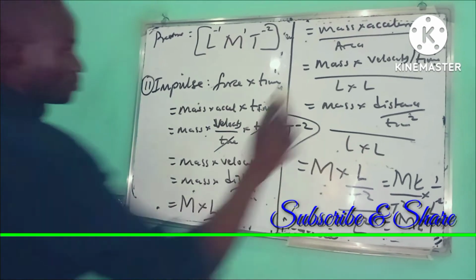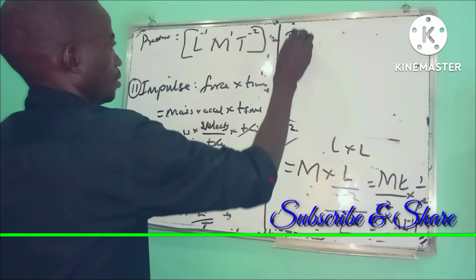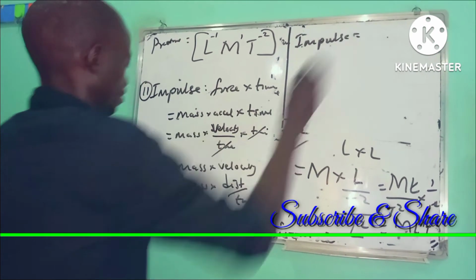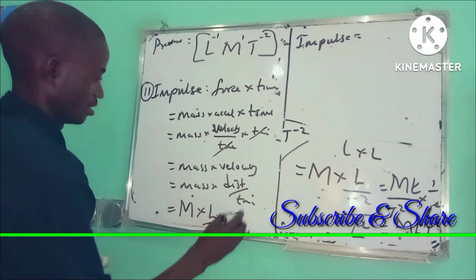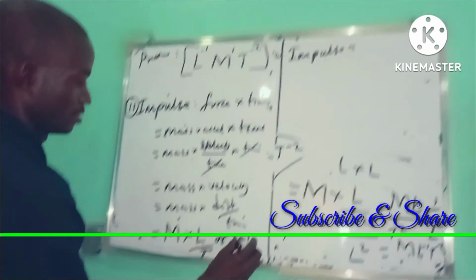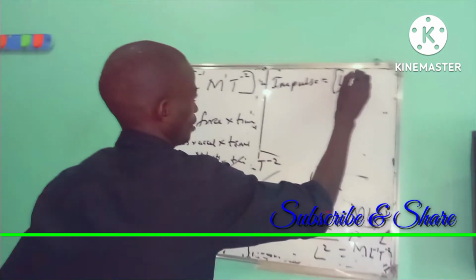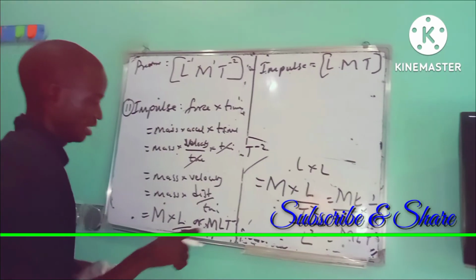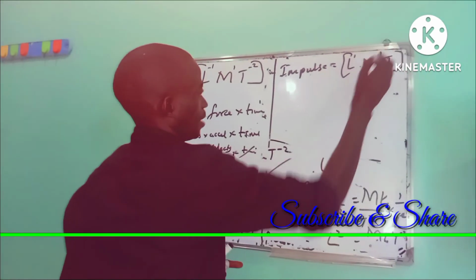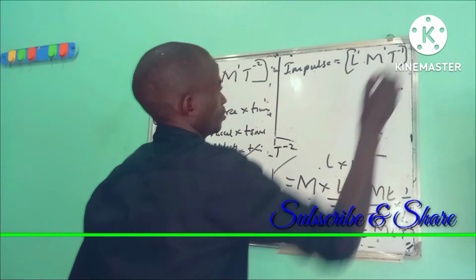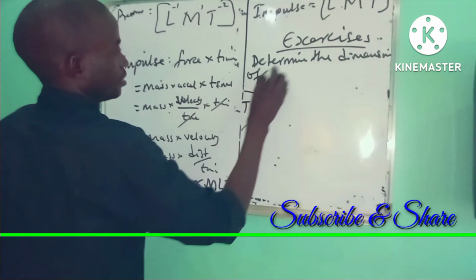So the dimension for impulse, let's express this as M L times T to the power of minus 1, so that it will be easier for us. So I have [LMT]. L is raised to the power of 1. M is raised to the power of what? 1. T is raised to the power of minus 1.